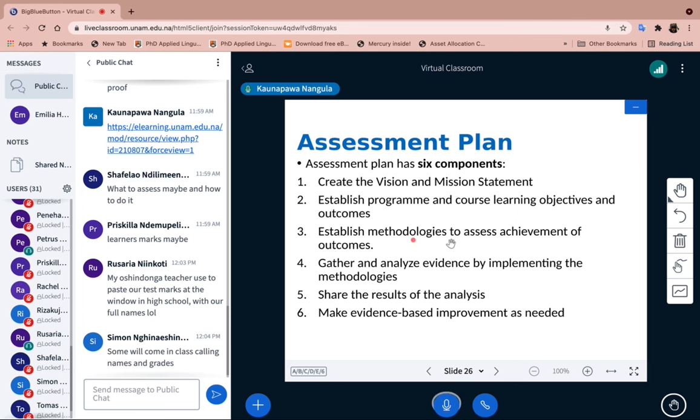All right. And then establish methodologies to assess achievements of outcomes. So here we were talking about measures and methods, right? Which instruments, for example, are you going to use when it comes to assessing? And then they suggested that you use multiple instruments, all right? Instruments here, we're talking about the test, portfolio, examination, whatever, all right? And then you have to use a number of them because they say that there is no one perfect instrument that you can use within your assessment plan. All right, there's no one perfect one.